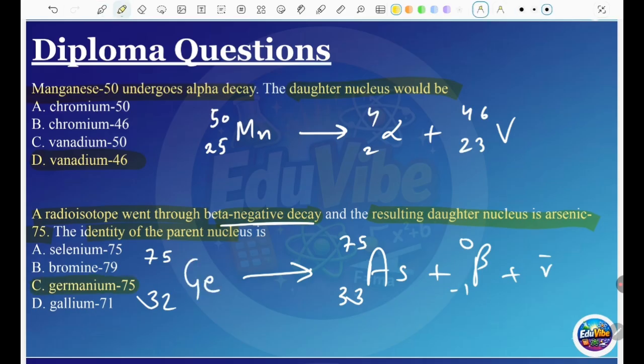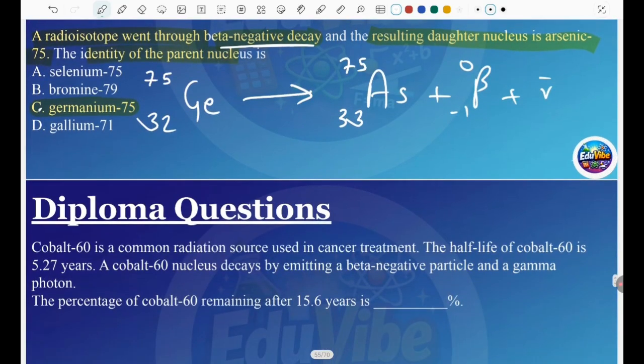So germanium-75, which is option C. So that's how you can have the questions about that beta decay and all the things, and how to take care of them.